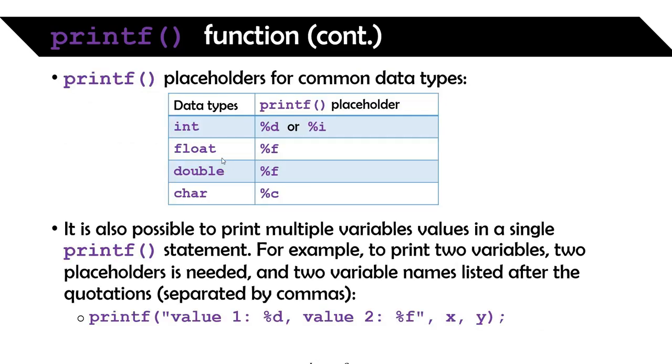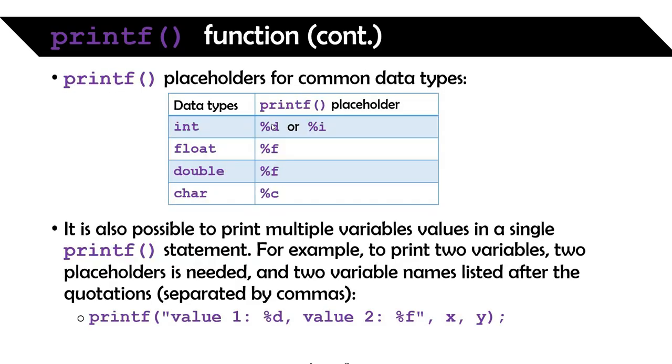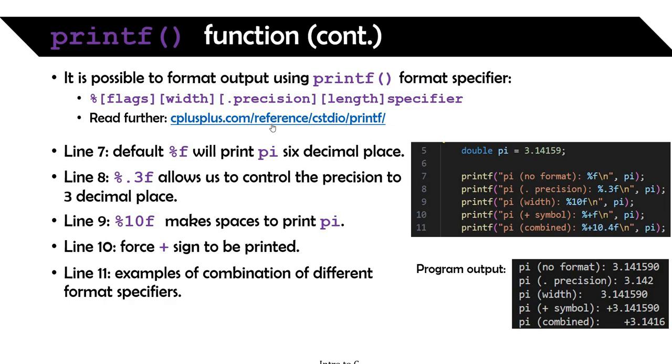Now, earlier we saw that you can use printf to print the variables. That's what we use placeholders for. And you can also allow for output formatting. Output formatting is what we'll see here. There are more reading materials that you can see. There are certain format specifiers.